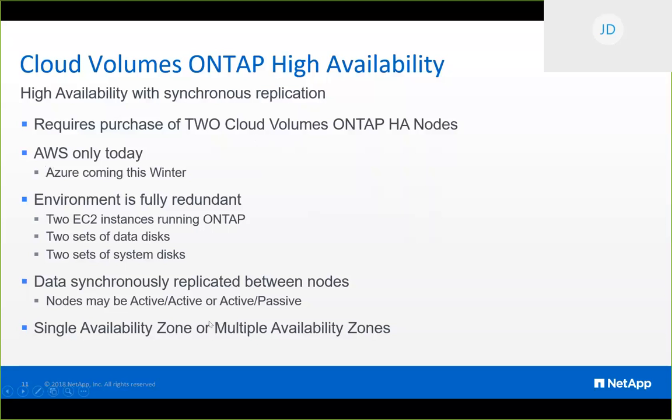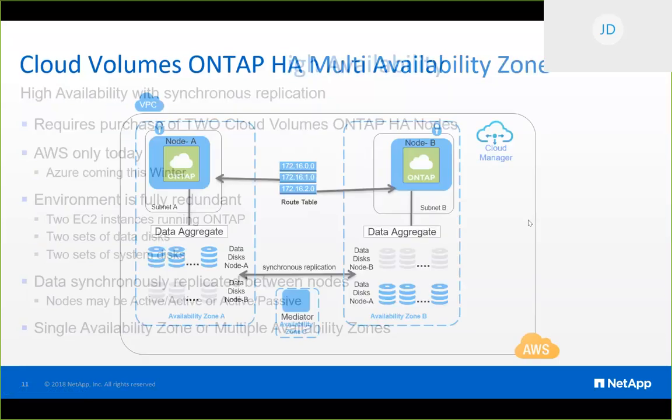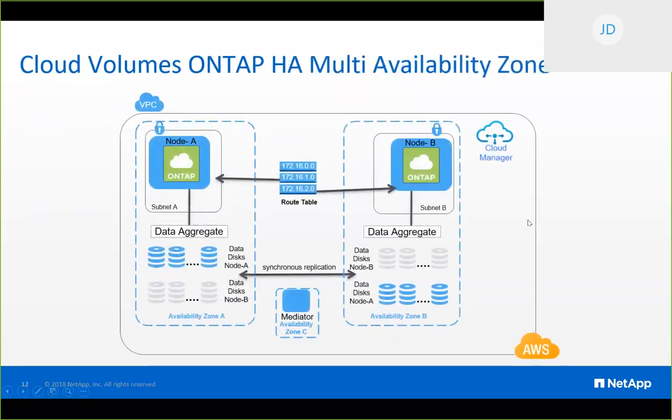Also, your nodes can be configured in an active-active or active-passive setup, and you can spread your resources across multiple AWS availability zones, or you can hold them all in a single availability zone, and we will review the architecture for both. And I will pause for questions after I go through the multi-availability zone architecture.